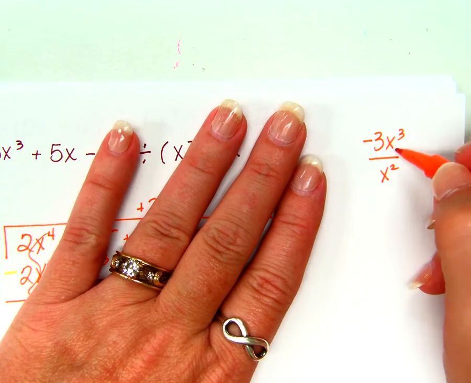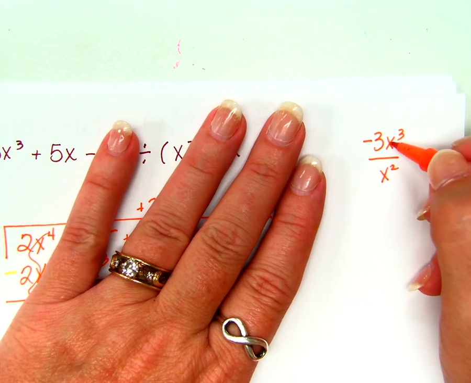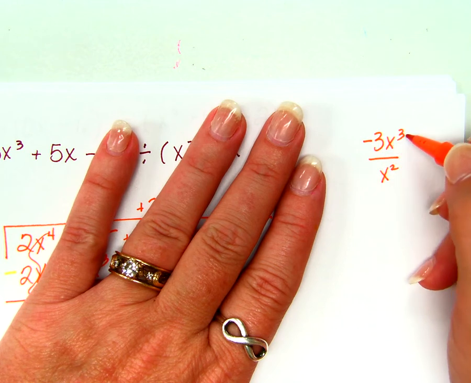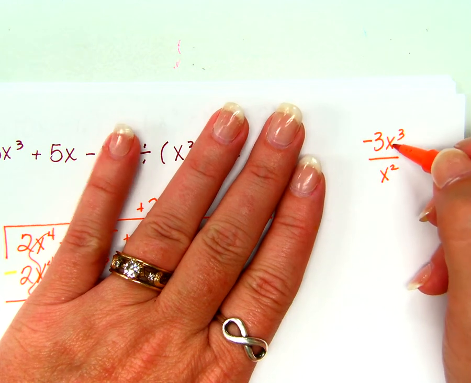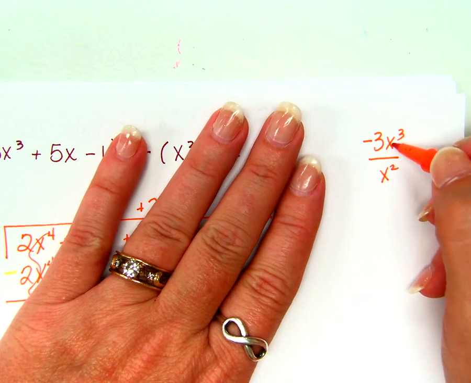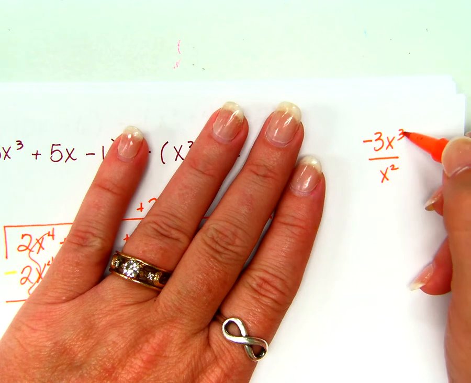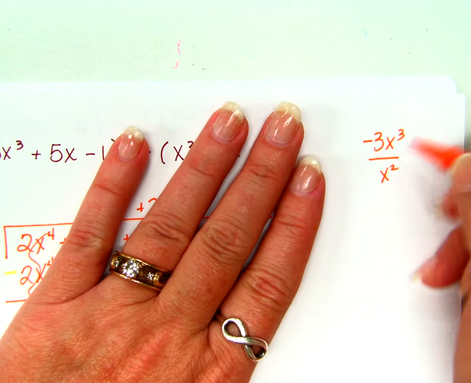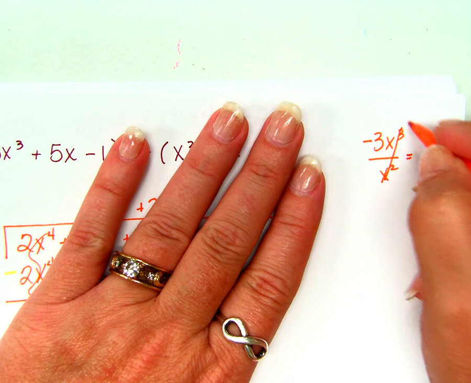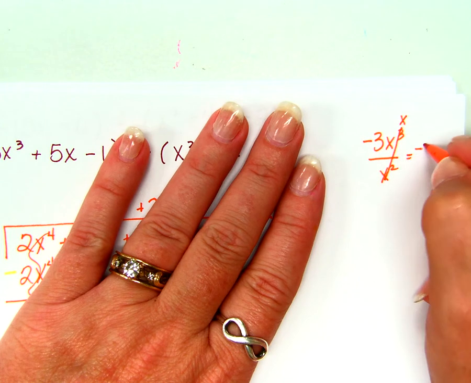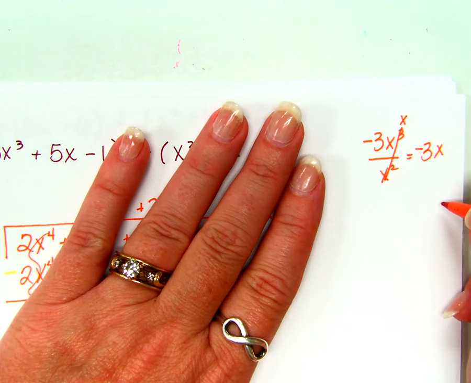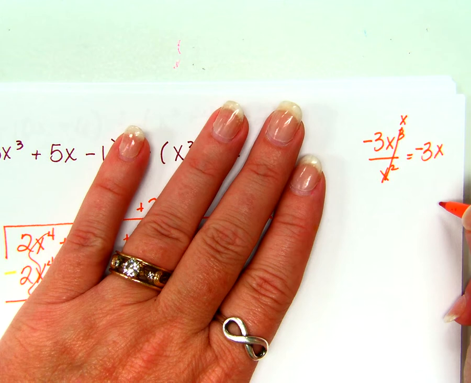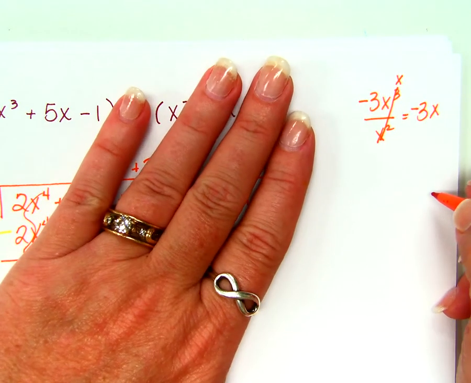Can I simplify these exponents? Remember how the other day we talked about when we multiply like bases, what do we do with the exponents? We add. What about for dividing like bases? We subtract. What is 3 minus 2? So that simplifies to x. So I have negative 3x. You okay with that? Let me show you one more way that's a little bit more visual.